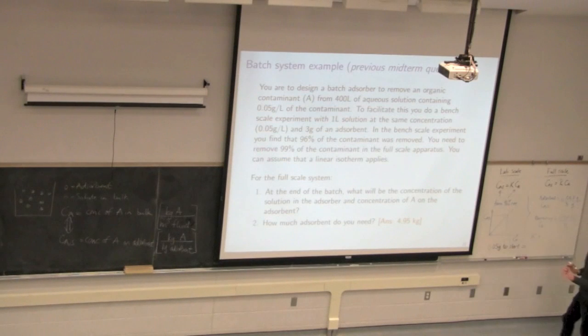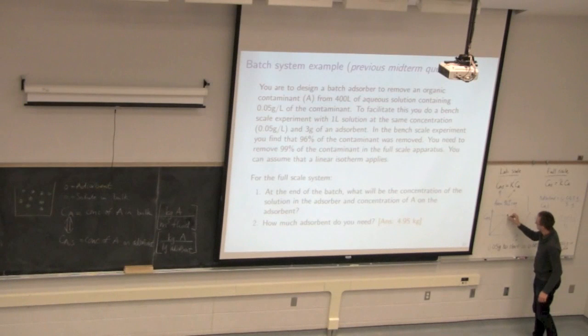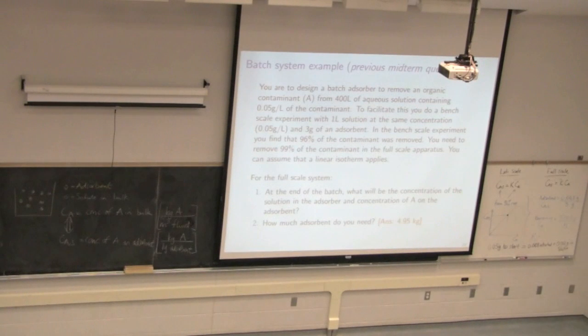and that distributed itself into two portions. 0.048 grams was adsorbed, and the remainder remains in solution. From mass balance, the concentration in the bulk phase is 0.002 grams per 1 liter remaining. Adsorbed is 0.048 grams per 3 grams of adsorbent that we had. So CAS and CA can be calculated. That gets us a single data point, the intersection of CA and CAS found over there.